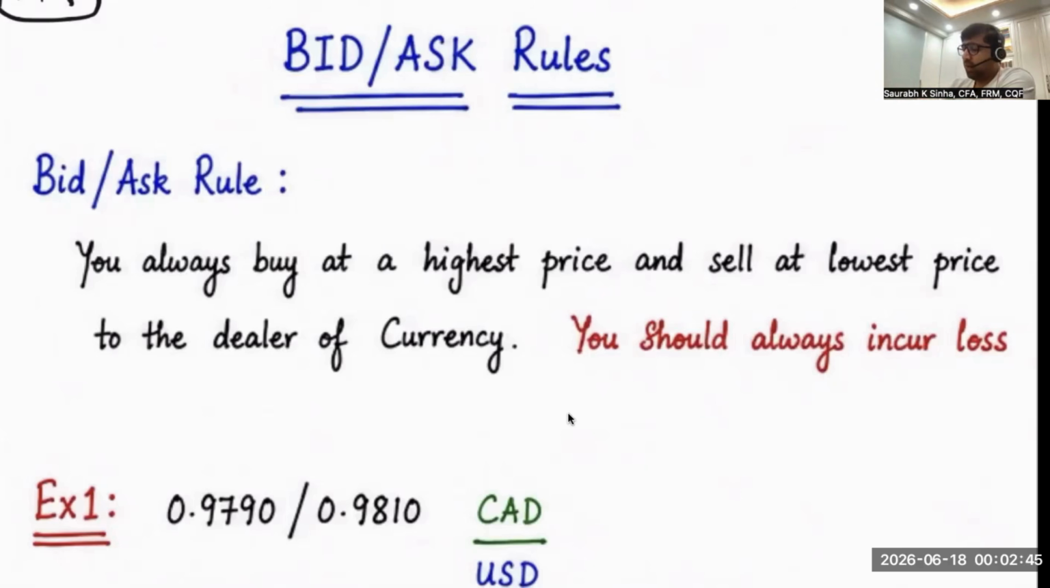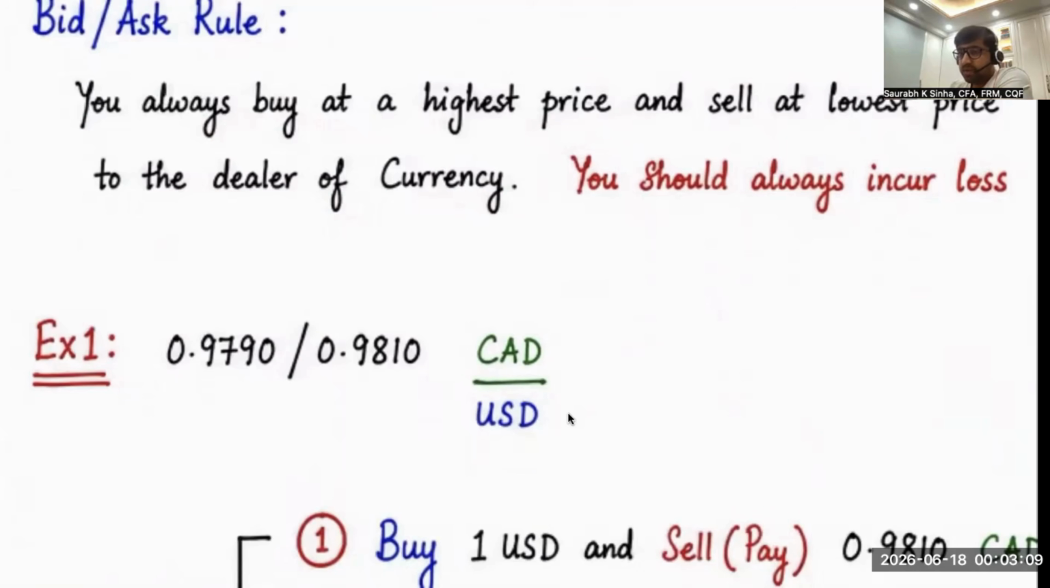So at the end, you will always incur losses if you're transacting with a dealer, and the currency market is heavily maintained by dealers. So the rule is very simple. You always buy at a higher price and sell at a lower price to the dealer of the currency market. The principle you have to follow is that you will always incur losses in the currency market if you're dealing directly with the dealer.